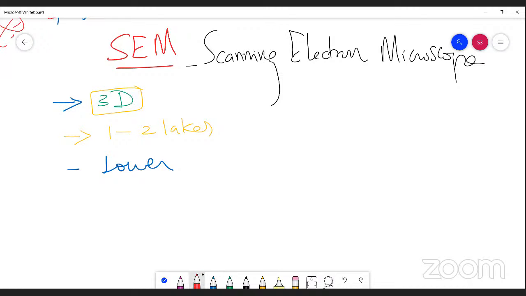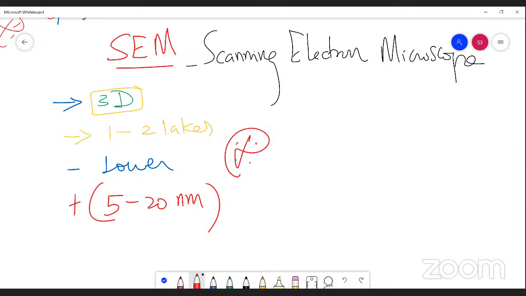Talking about resolving power, it is 5 to 20 nanometers. This is a question you can expect in an examination. Dear student, please understand that resolving power is 5 to 20 nanometers, but its magnification is 1 to 2 lakh times. Here also, the electrons react.